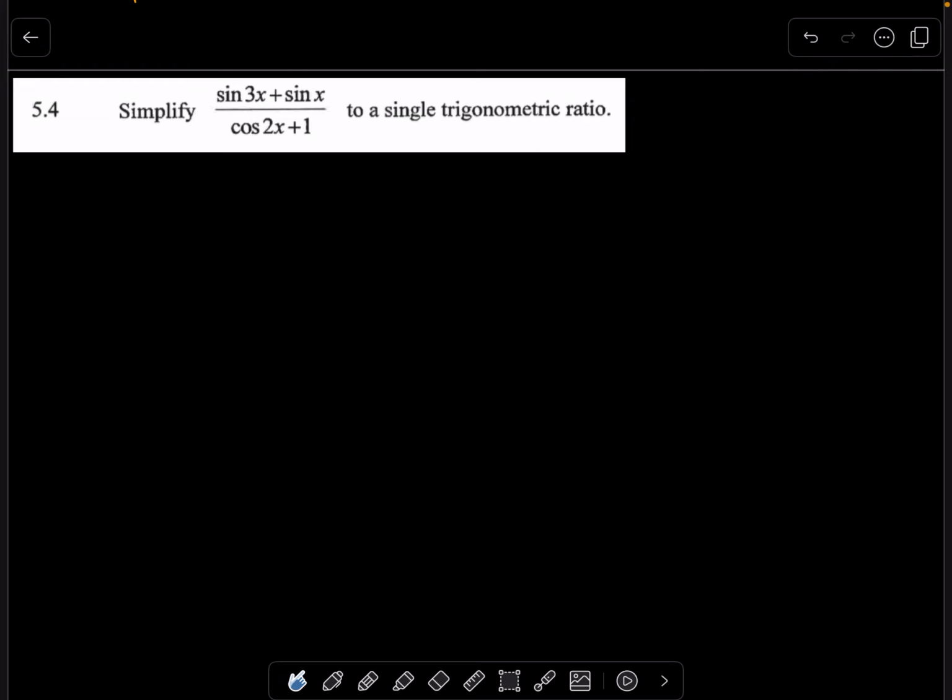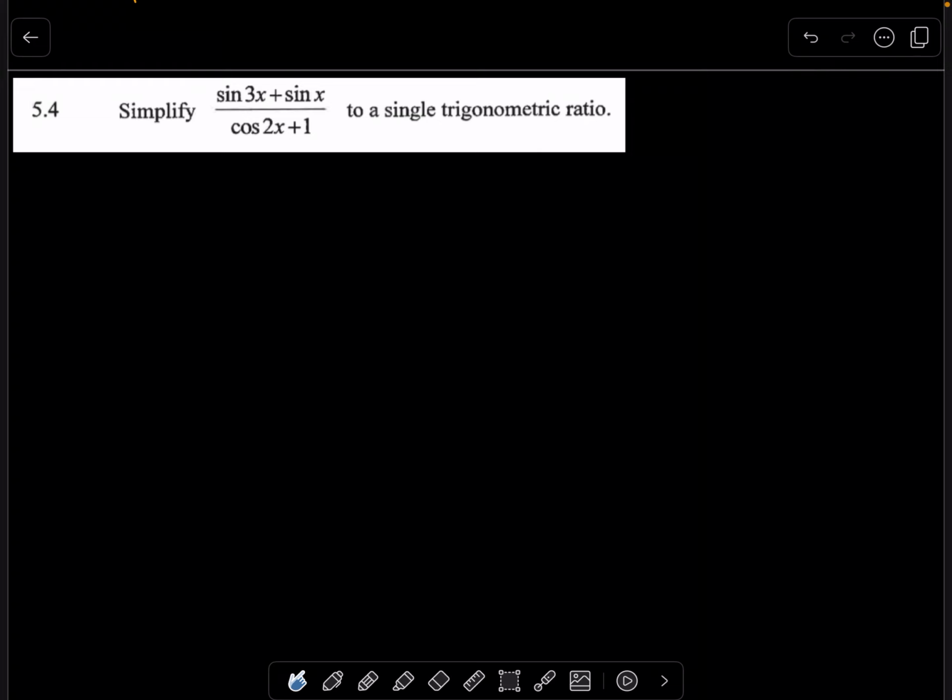Okay, right. So question 5.4. Simplify. They give us this bombastic looking fraction to a single trigonometric ratio. Okay, so I won't lie, as I was preparing the slide, by preparing the slide I literally mean just copying the image over onto the document anyway.